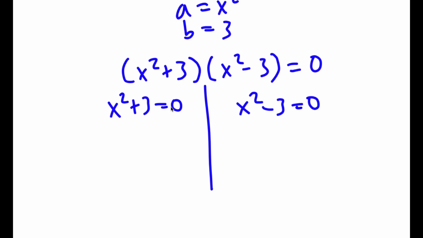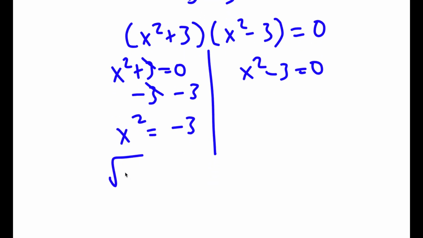So, for x squared plus 3 equals 0, all I have to do is simply subtract 3 on both sides. So then these two cancel out, and I'll have x squared is equal to negative 3. So now to solve x squared equals negative 3, I'm going to take the square root on both sides. So I have the square root of x squared is equal to the square root of negative 3.